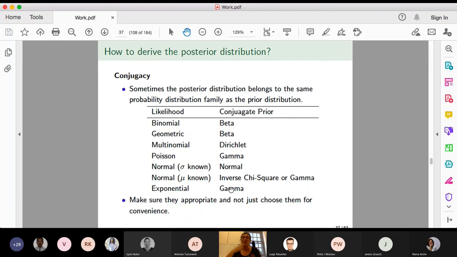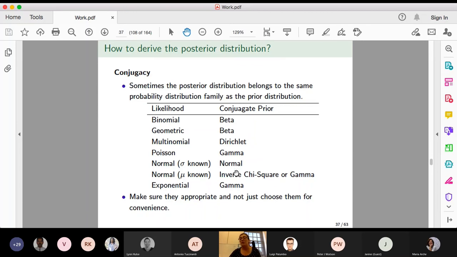So if this is the case, it's nice because you don't need to do any complex calculations or rely on approximate methods. But if you're going to use these conjugacy cases, you need to make sure that these settings, this likelihood and the prior, are appropriate for your study and that you are not just choosing this because of convenience. Whatever the prior and the likelihood that you're choosing for your study, that needs to be very well justified.